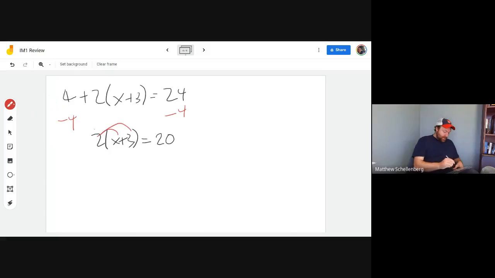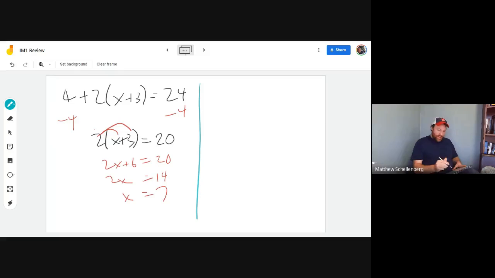So we're going to multiply these, and we're going to get 2x plus 6 equals 20. And so that means that 2x equals 14, and x equals 7. Next up is area model. I think I can fit that on the same page.